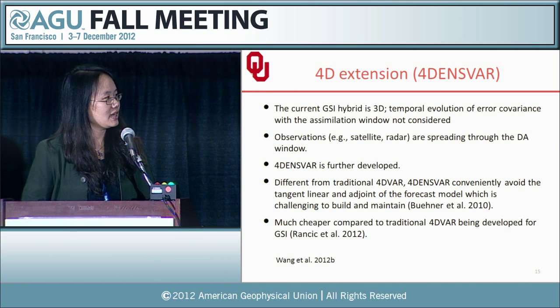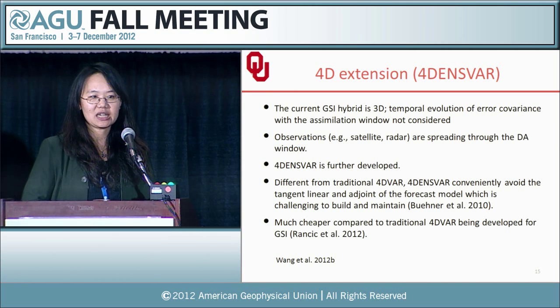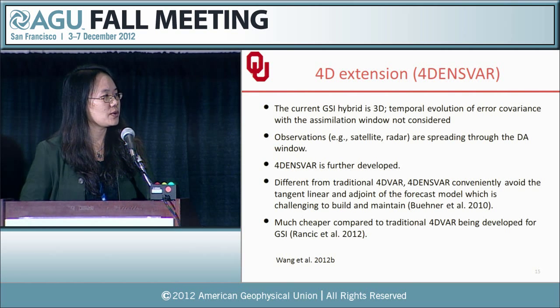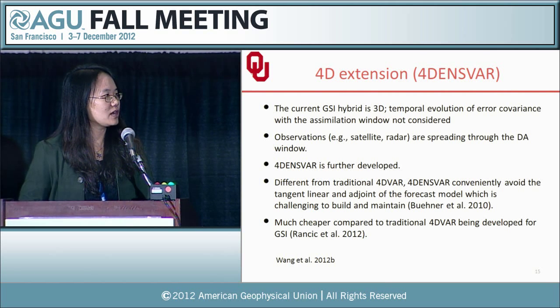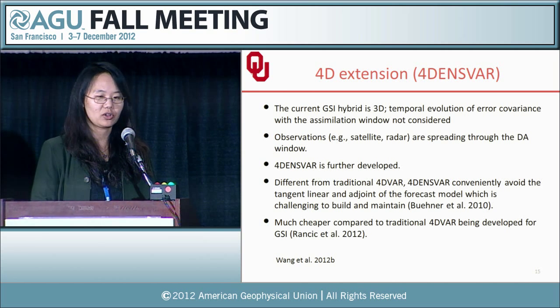But this 4D ensemble-Var is different from the traditional 4D-Var, which requires a tangent linear and adjoint forecast model. This one doesn't need that part, so that makes it relatively attractive. Computational cost-wise, the 4D ensemble-Var is also much cheaper as compared to the traditional 4D-Var being developed for the GSI right now.